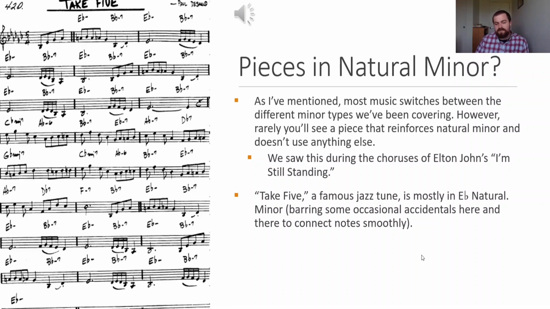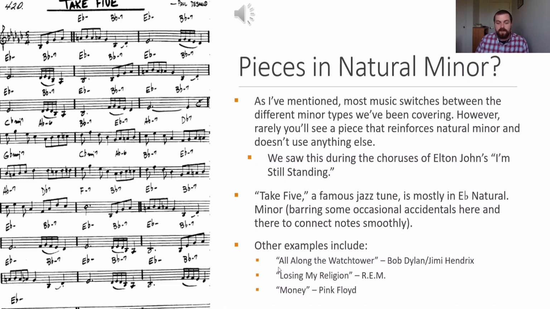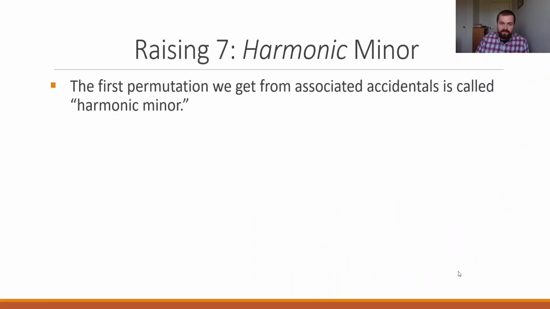Like I said, this is not the most common thing, and in classical music, it's almost completely unheard of, but it does happen actually a lot in rock. Some other examples include pieces like All Along the Watchtower, Losing My Religion, or Money. These are also pieces that are in minor and never raise that 6th or 7th in a way that we would expect to see. So speaking of 6 and 7, let's go ahead and talk about that.